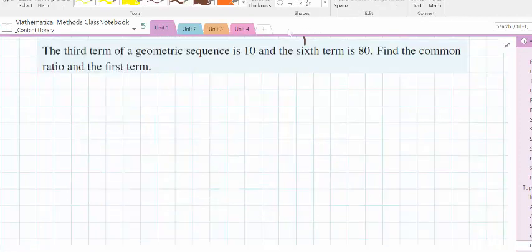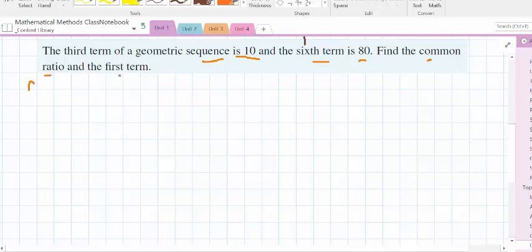Okay, next we've got: the third term of a geometric sequence is 10, the sixth is 80. Find two things, the common ratio, which is r, and the first term, a. So we know in general we've got a r to the n minus 1 for a geometric sequence. The first bit of information, the third term is 10, so that means t sub 3 is a r squared, and it's equal to 10, so there's equation 1 for us.